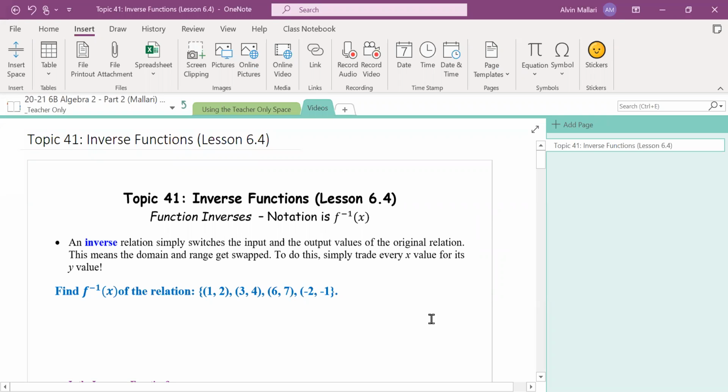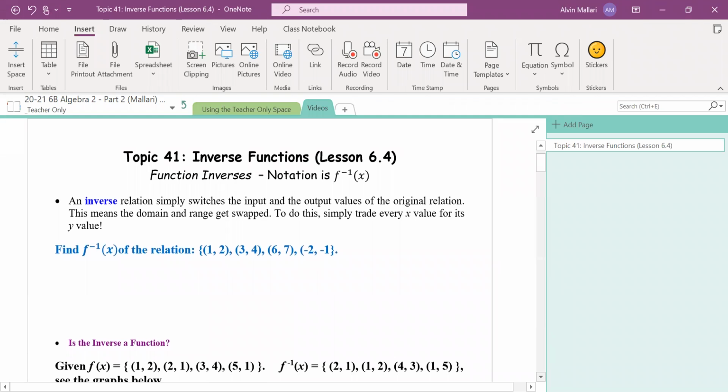For instance, we'll have to find the f inverse of the following relation: 1, 2, 3, 4, 6, 7, -2, and -1. So we have 4 points. The first number indicates the x value, while the second number is your y value. So we just simply switch the x values, which will be replaced by the y value, and the y value will be replaced by the x value to be able to find the inverse of this relation.